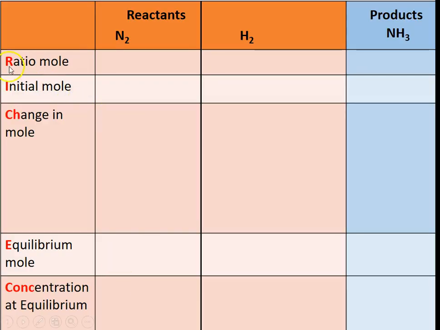Alright, so your RIChE Conc table, the R stands for ratio, then your initial mole, what you started with, then you do your working out in this change area. Then you need to know the moles of each at equilibrium in order to work out the concentration of equilibrium for each of them. Alright, so it's a 1 to 3 to 2 ratio.